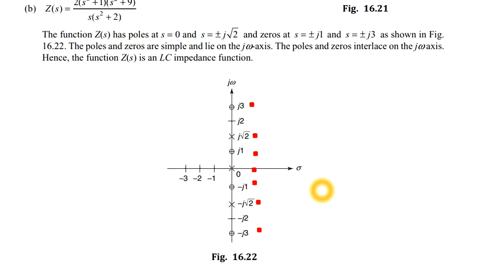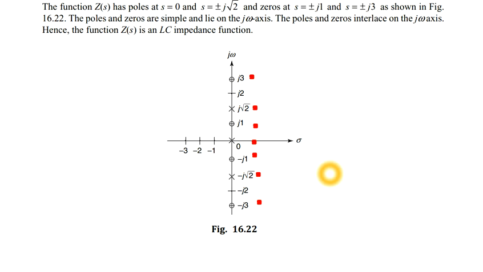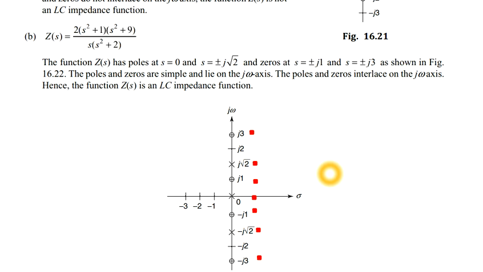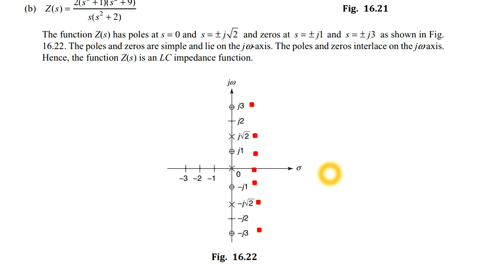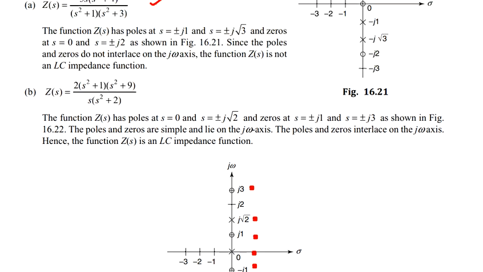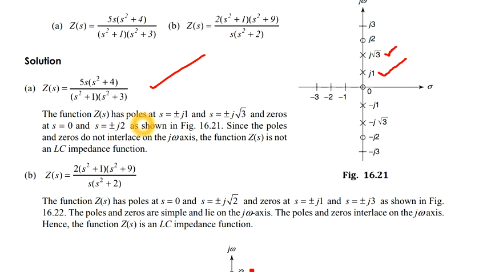Then the interlacing property is also satisfied. Even if you check all the other properties, they will be satisfied. So with this you can say the given function is an LC impedance function or LC network. So in this example, A is not an LC function, whereas B is an LC function. This is how you are going to check the properties and identify whether the given function is an LC function or not. Fine. That's it.